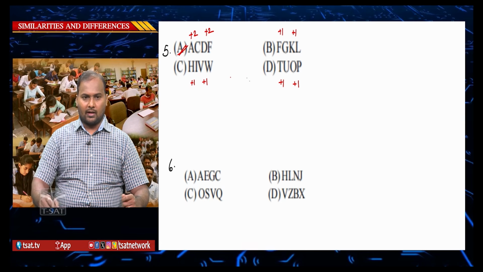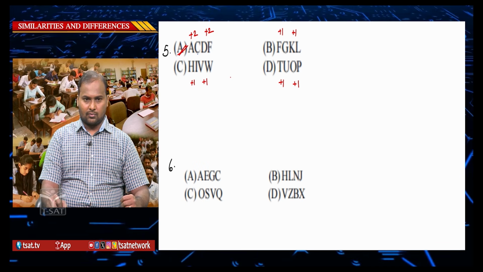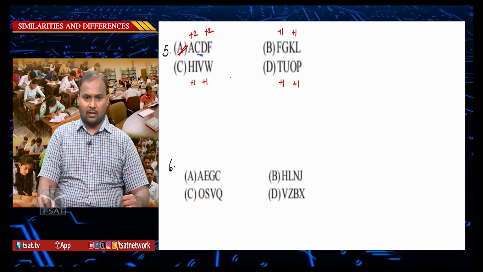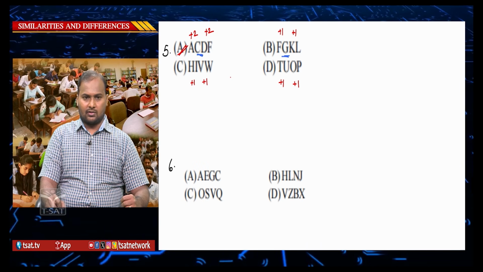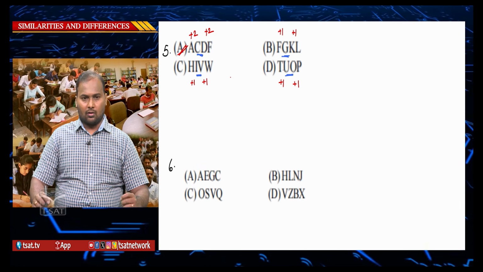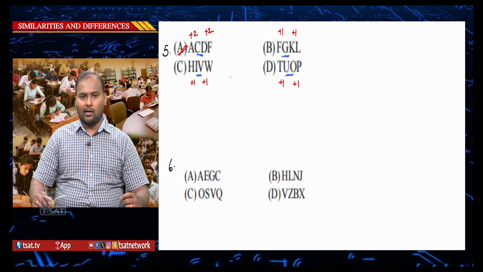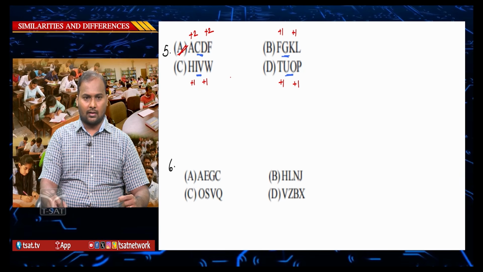Again, I am saying why I am not taking the center letters. Observe the range between C and D, the range between G and K, the range between I and V, and the range between U and O. All four options follow different ranges, so that is the reason I avoided taking the range in the center letters.